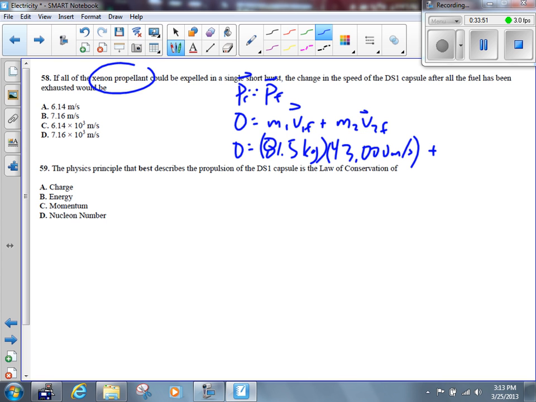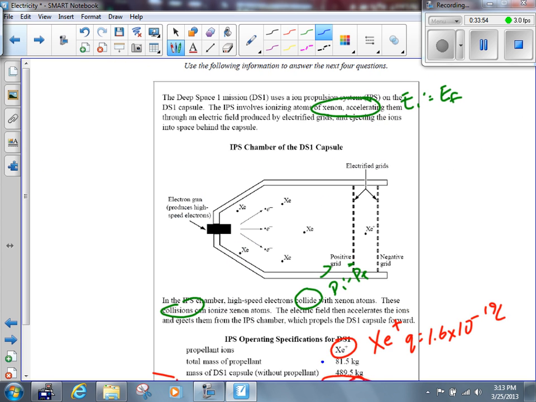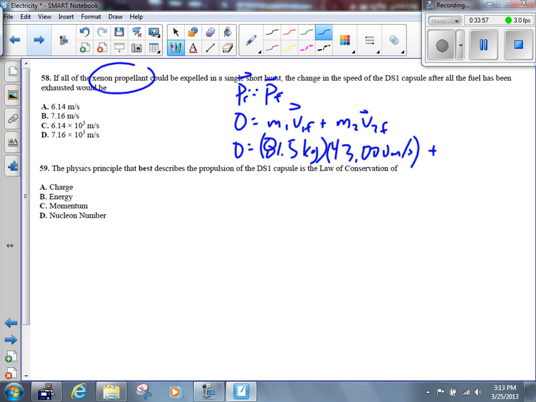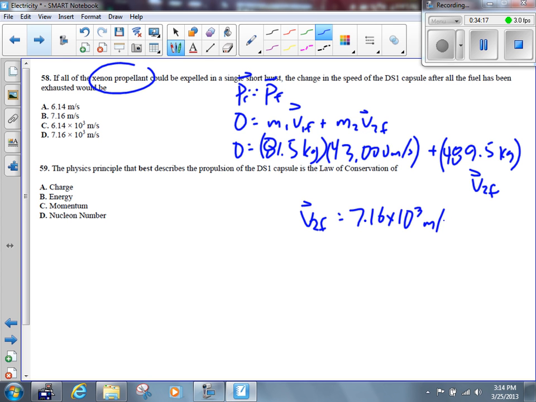The mass of the capsule is 489.5 kilograms. And we're going to solve for V2F. When we solve for V2F, I think we end up getting D, 7.16 times 10 to the 3. Anybody have that? What principle did we use that best describes the propulsion of this DS1 capsule? Conservation of momentum, right?